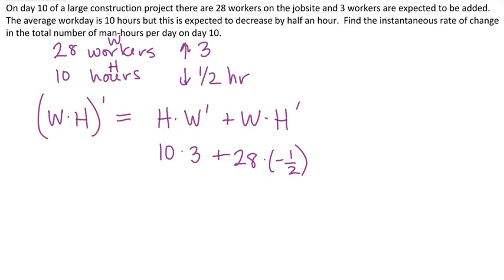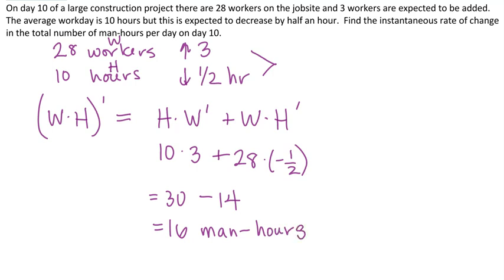So again, what some people are tempted to do is say, well, we multiply the increase rate of 3 workers per day by the decrease of half hour per day. But you can't just multiply the two rates. You have to multiply one value by the opposite rate and vice versa. So I'm seeing a 30 minus 14, which is 16. So we expect the number of man hours to increase by 16 in that day.